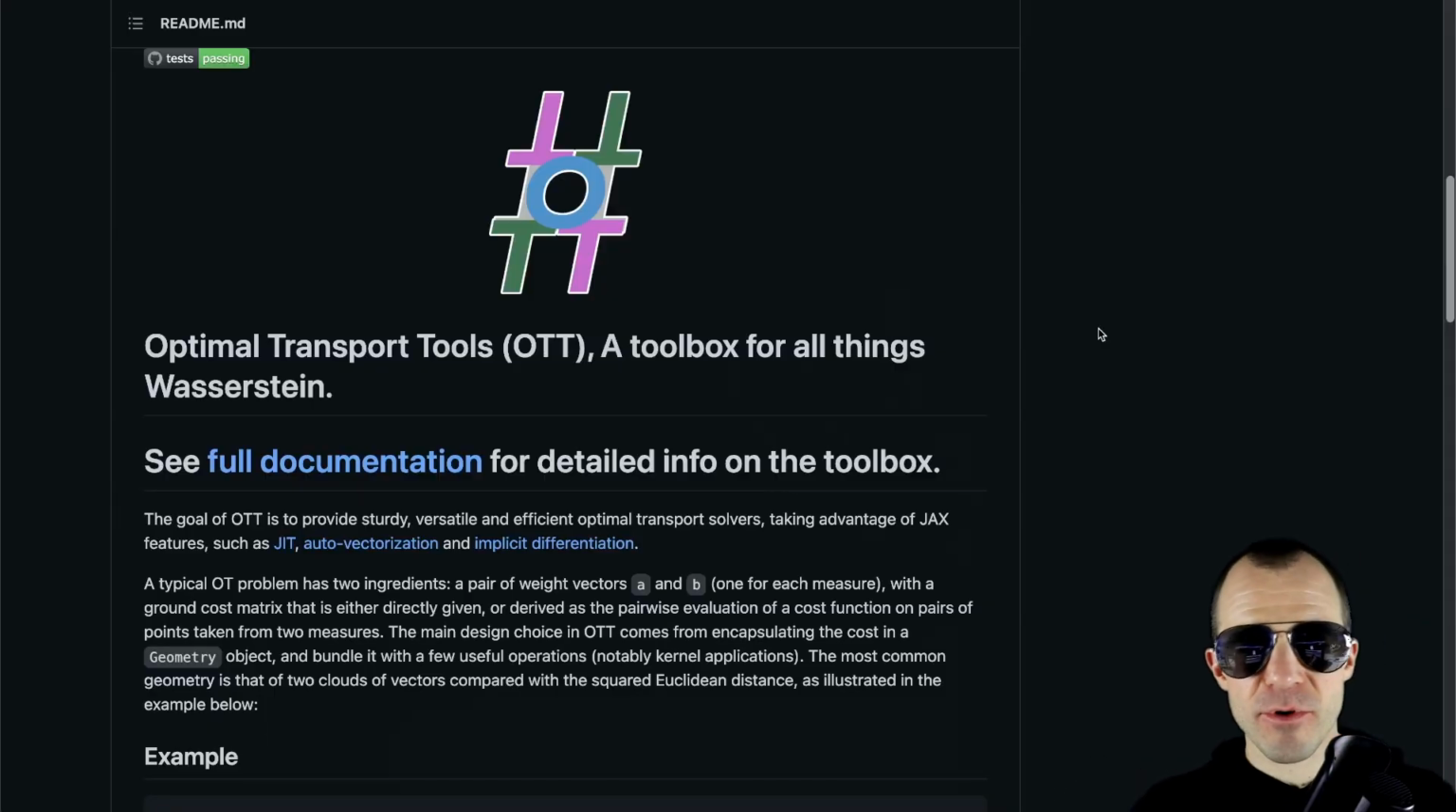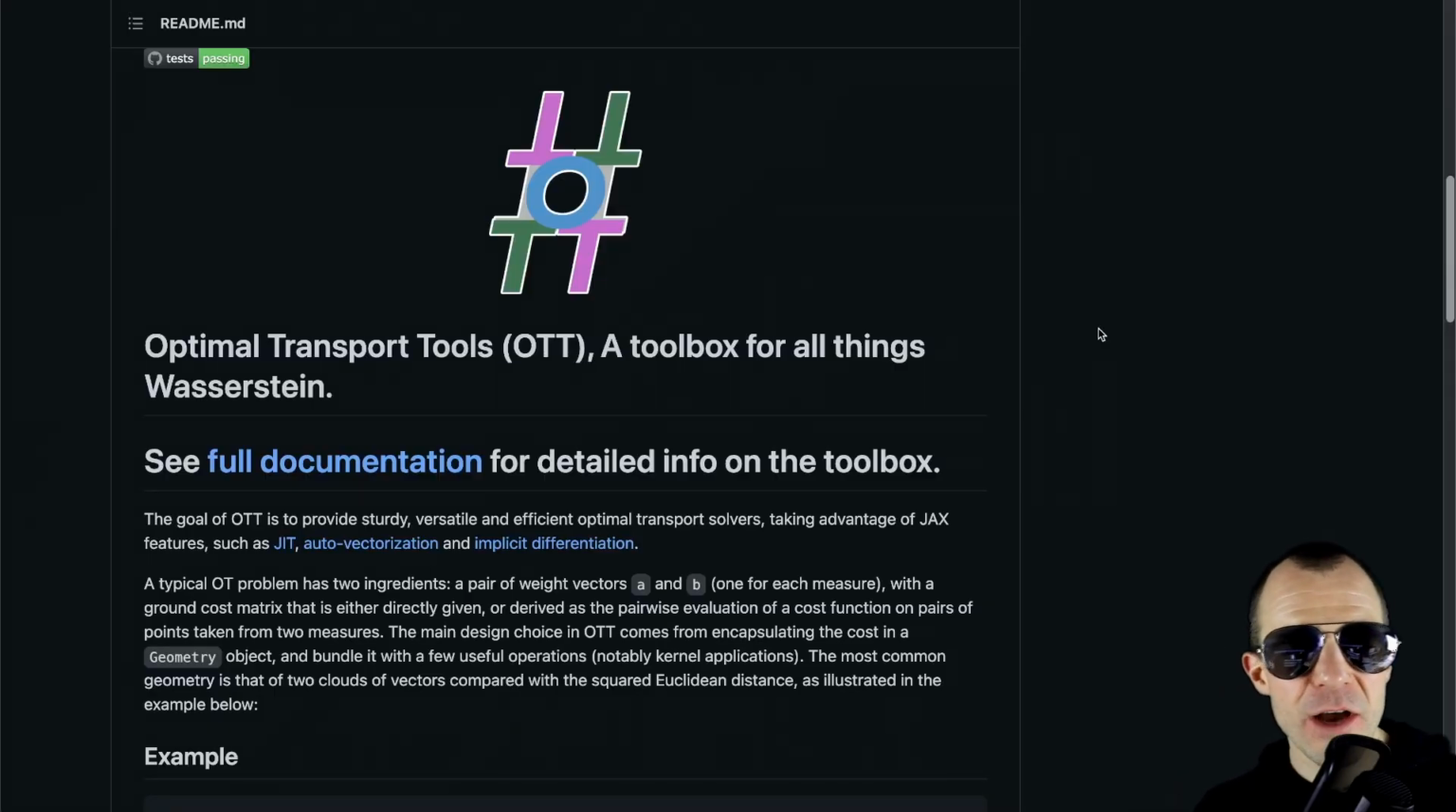OTT, or Optimal Transport Tools, is a toolbox for all things Wasserstein, as they call it. It is an optimal transport library for JAX.